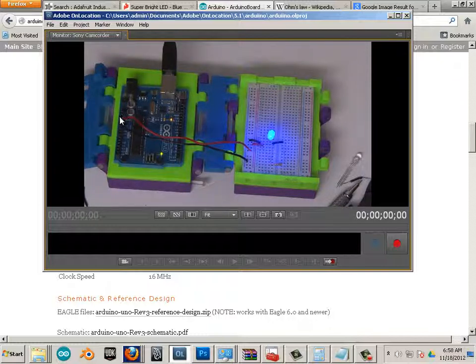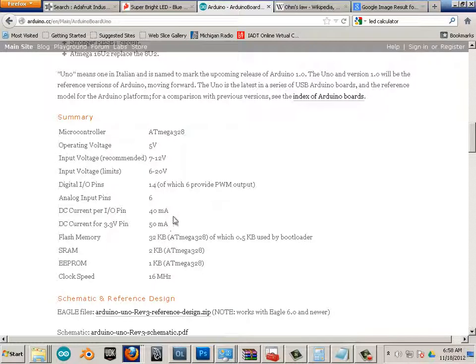There's also a 3.3 volts here. But notice that the 3.3 volts is actually being manipulated down using current. There's no 3.3 volt regulator on the Arduino unit. There's only a 5 volt regulator.